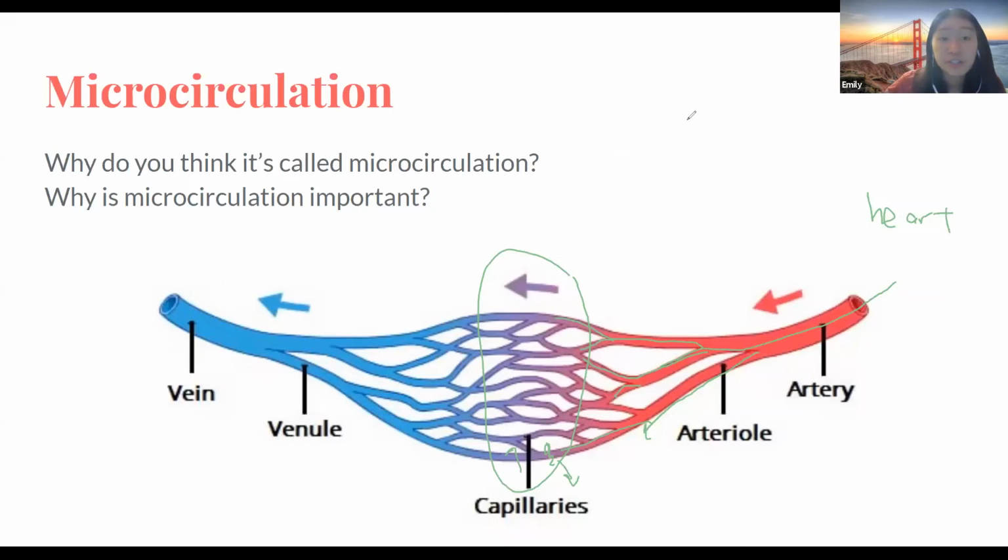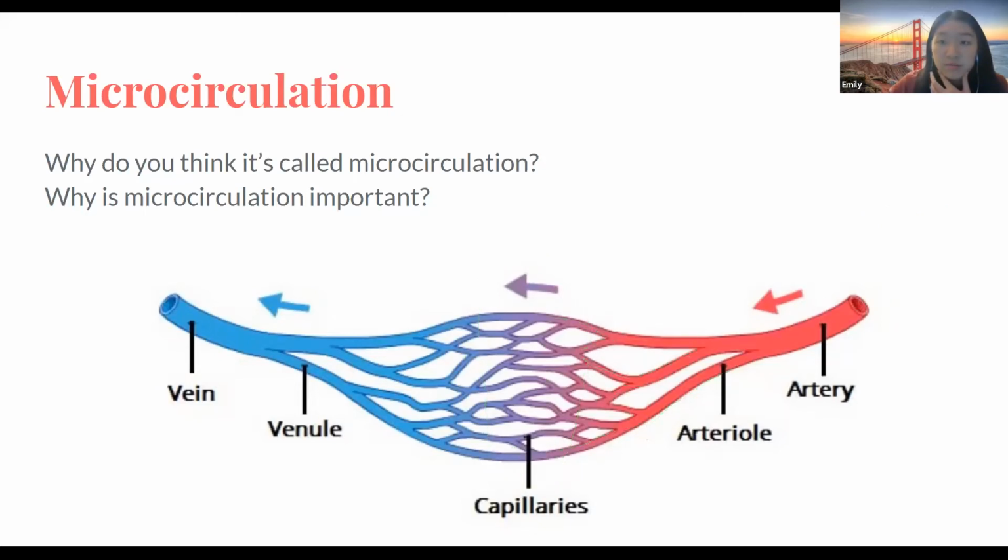And the microcirculation is important because this is what brings blood really close to and intimate with all the cells in your body. So that's how we actually access all of the nutrients, not just this large heart that is far away from really most of the cells in your body.